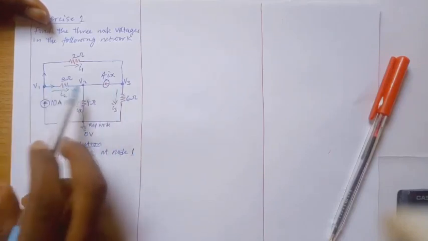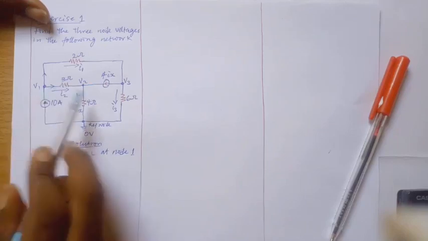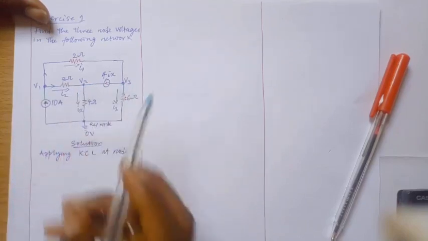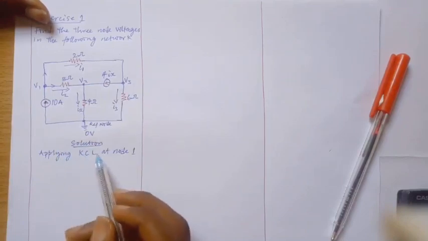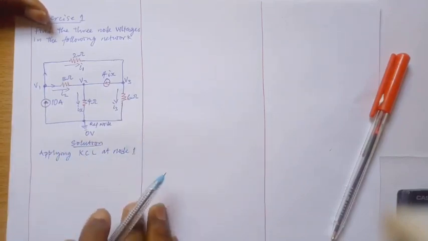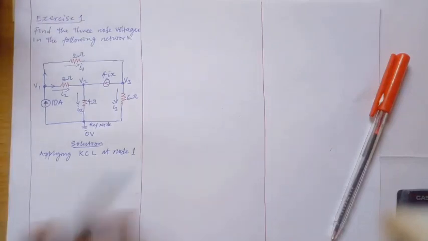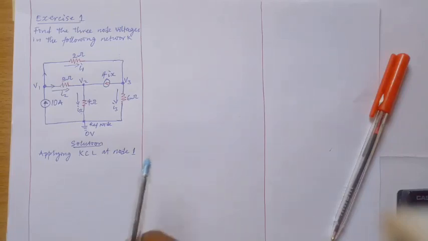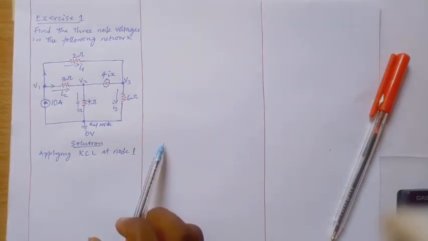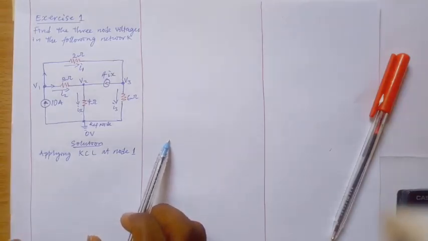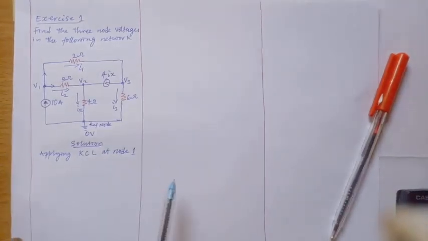We call it V1, V2 because we are going to determine the voltage that drops here, the voltage that drops here, and the voltage that drops here. So let's apply KCL at node 1. Now pay more attention before we apply the KCL to this side. Remember that in KCL, Kirchhoff's current law, it says that the algebraic sum of current entering a node is equal to the algebraic sum of current leaving the node.